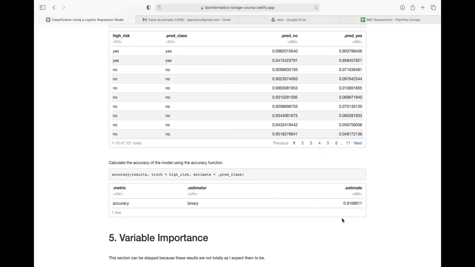So the algorithm, using everything that we used so far, is capable of predicting the correct label in 91% of the cases. 91% of the time it can predict correctly.